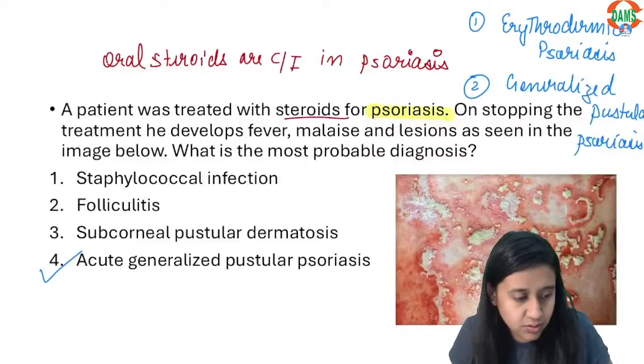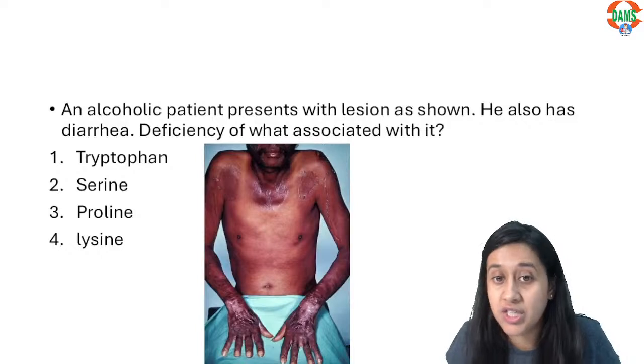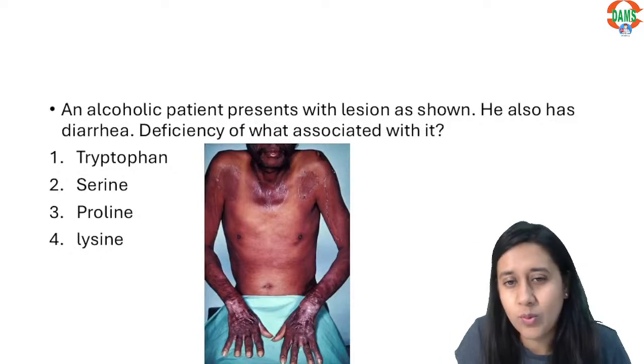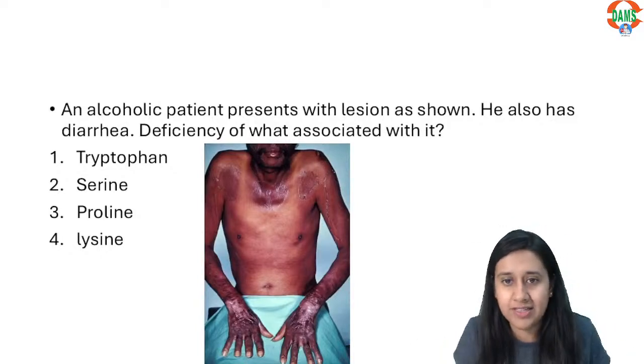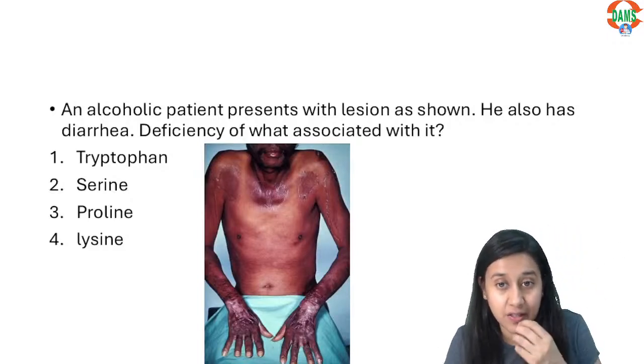Chalo, let's go to the next question. An alcoholic patient presented with a lesion as shown. He also had diarrhea. What can be the diagnosis? First of all, tell me what is happening in this patient. What is the diagnosis here?